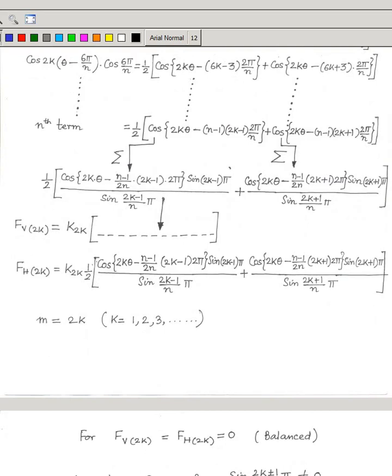So this is 0, this is 0, and similarly for the horizontal force you get a similar expression. So please check this expression. For k equal to 1, 2, 3, 4, this is 0, this is also 0, similarly this is 0, this also is 0, but you have to check the denominator. The denominator has to be non-zero, and for that, (2k minus 1) by n and (2k plus 1) by n have to be non-integers.